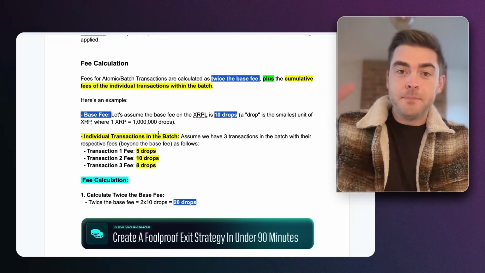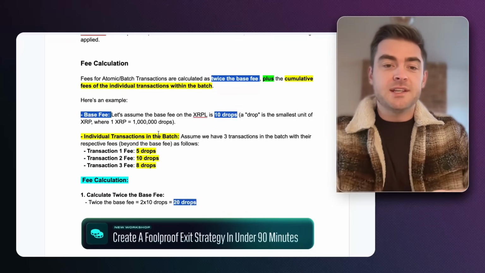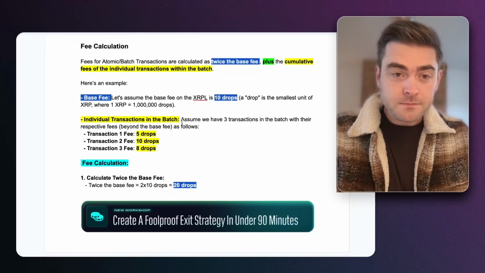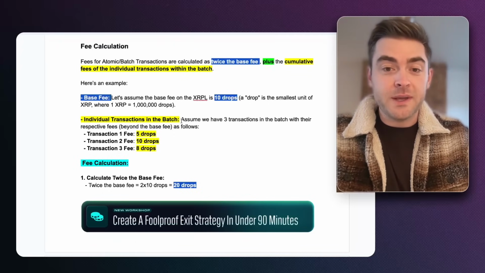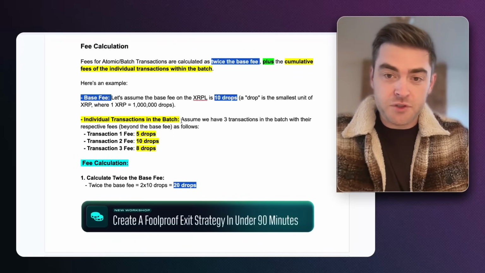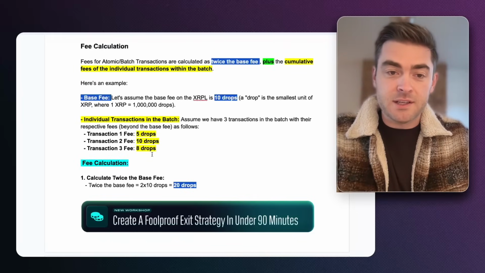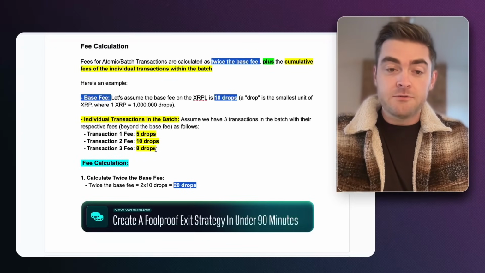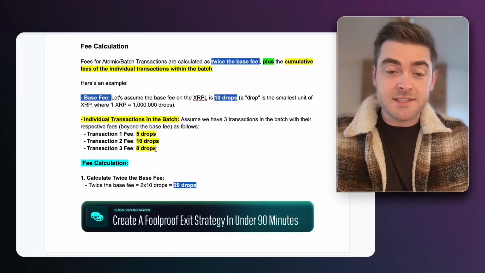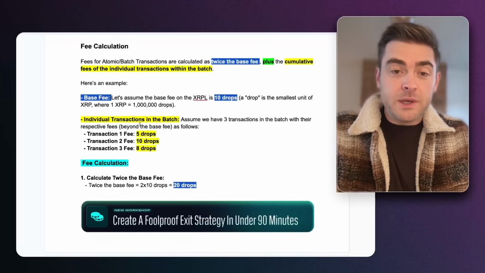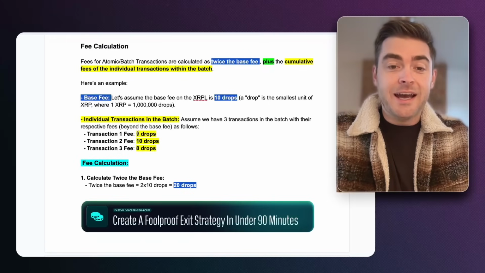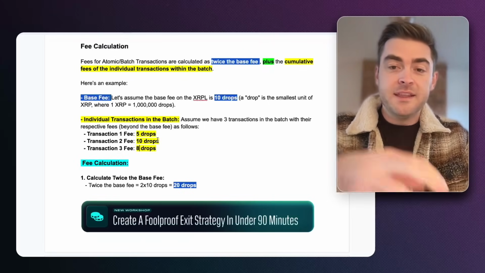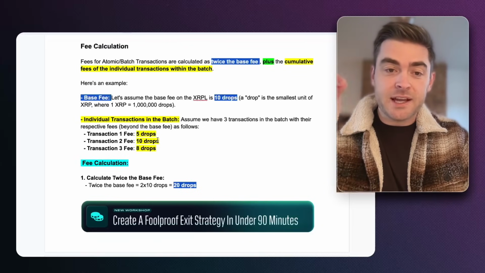So as you'll know, within a batch of transactions, there are multiple transactions that need to go through. So we're going to go through this just to show you here as an example. Let's first assume that we have 3 transactions in a batch of transactions with their respective fees underneath as well. So this is additional to the base fee, right? So the base fee for any transaction is 10 drops. And so when we look at this, we have 3 transactions. Additional to the 10 drops per transaction, we have 5 drops, 10 drops, 8 drops. These additional fees can vary.